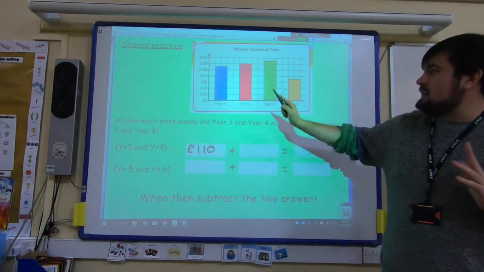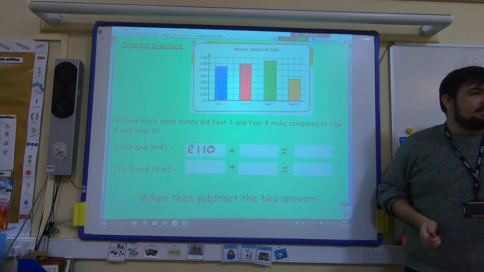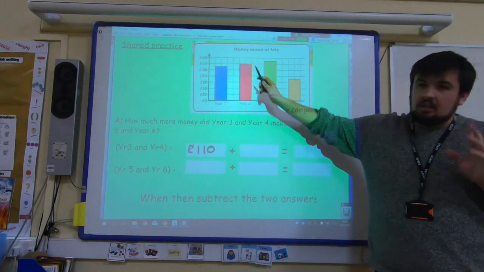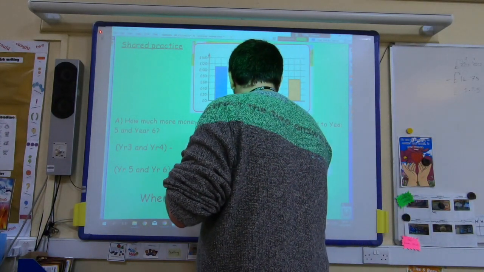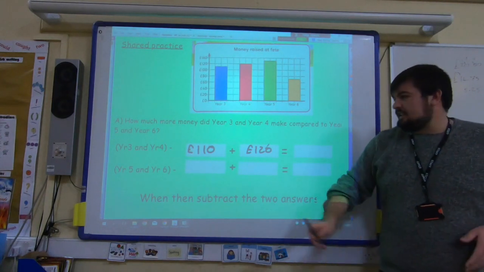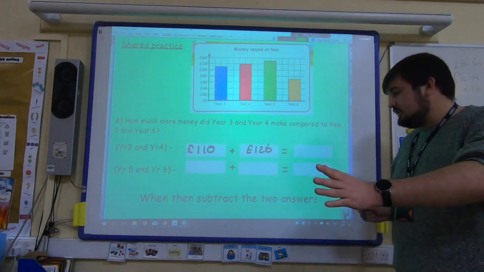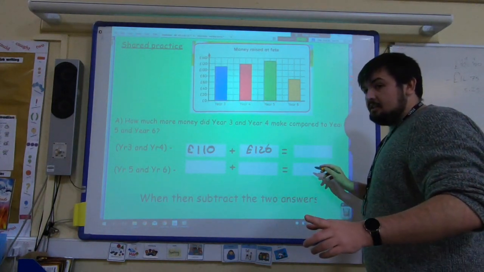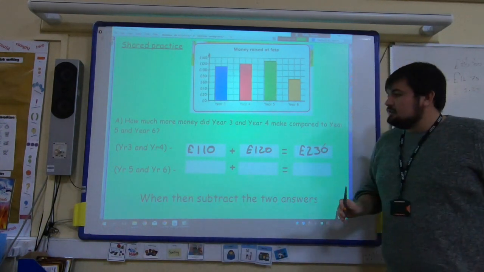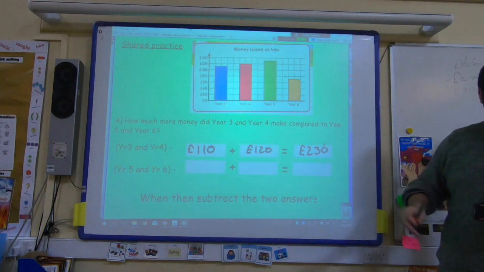How much did year 4 make? Year 4's a little bit easier, this one, because it's on the line. Robin? We made 120. Read again. 120. Good girl. Well, what is 110 add 120? Daisy? 230 pounds. Good girl. Nice. So we know that year 3 and year 4 together made £230.